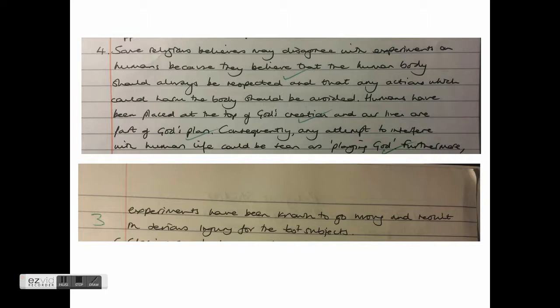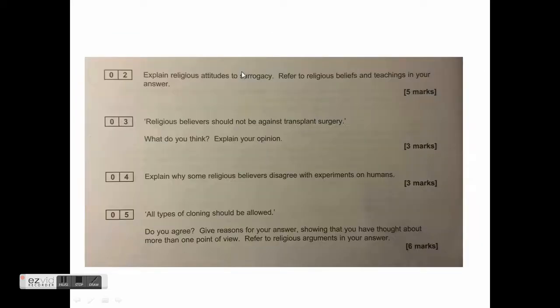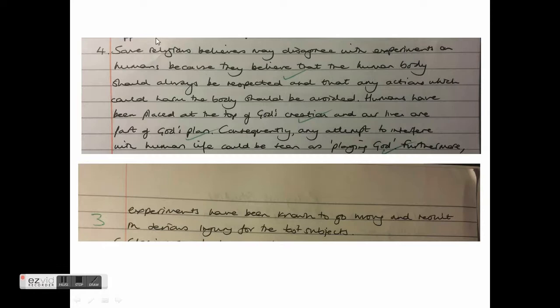Probably thinking about that. But anyway, the question, going back to it, was explain why some religious believers disagree with experiments on humans. And you can see there 3 clear reasons why they disagree. Ideas about creation and the fact that we're messing around with God's plan.